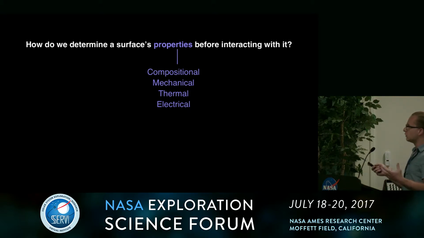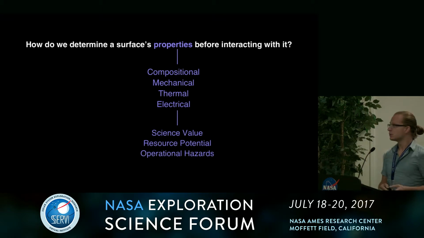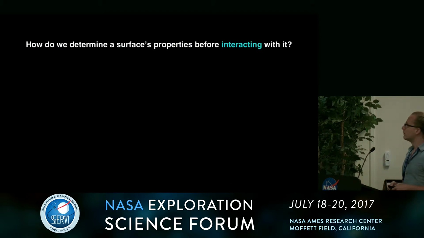You can take these sort of low-level properties and cast it even further into a more high-level concept like science value or resource potential or operational hazards that are presented by that surface. So, combining your understanding of compositional mechanical can inform your operational decisions based on inference from hazard analysis. And then finally, what do you mean by interacting with it?